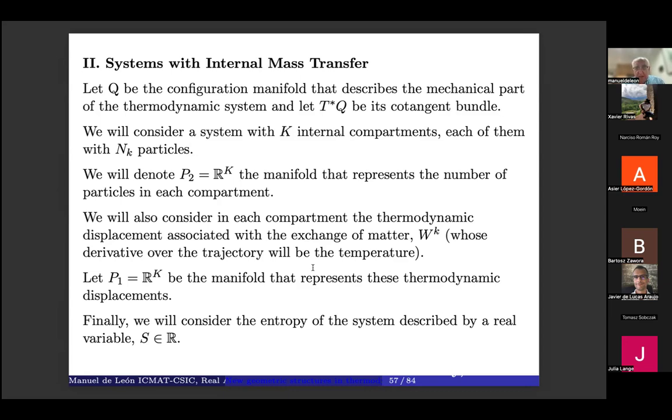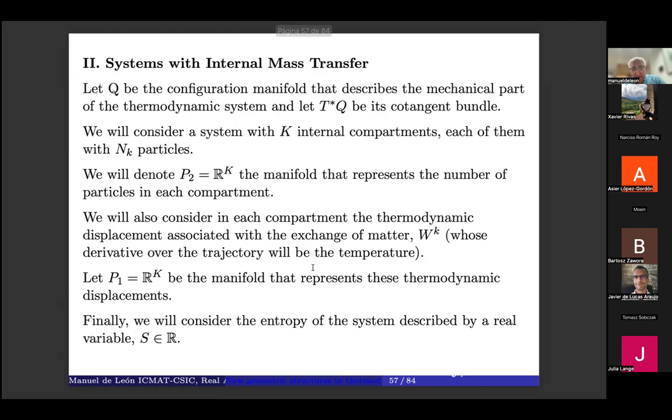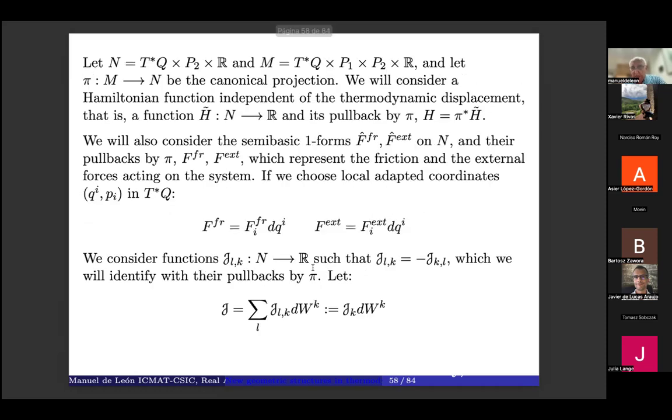And we can consider the entropy of the system. Now we have one entropy, S. And so this is our system. It is T star Q times P1, remember that P1 is RK, P2, remember that P2 is again RK, times R.